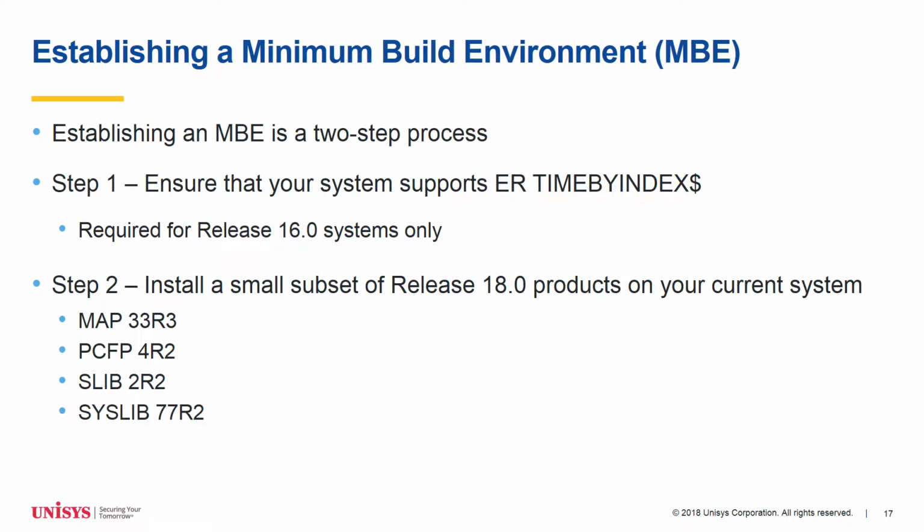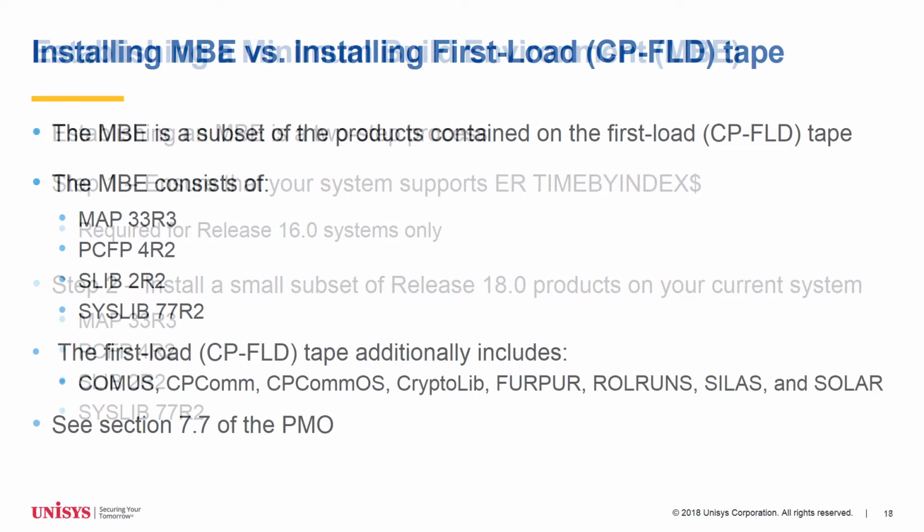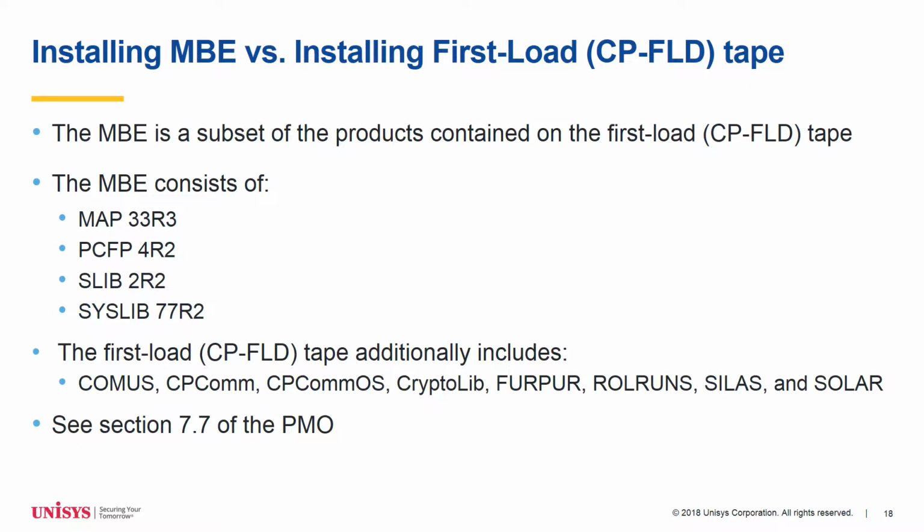In Step 2, you must install 4 critical products from Release 18 onto your current Release 16 or Release 17 system. These 4 critical products are MAP, PCFP, SLIB, and SysLib, and their Release 18 levels are shown here. The 4 critical products will execute correctly on your Release 16 or 17 system for as long as they're needed. You must install these 4 critical products from Release 18 in order to successfully build any other software products from Release 18. The MBE was defined to provide enough infrastructure to support building most of the Release 18 products on a Release 16 or Release 17 system, while trying to keep the list of required products and impacts to a minimum.